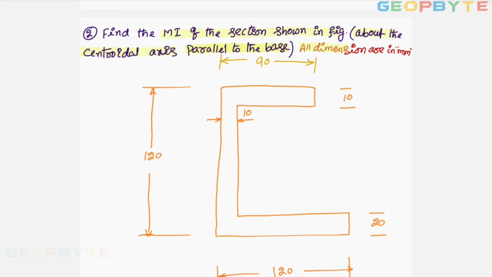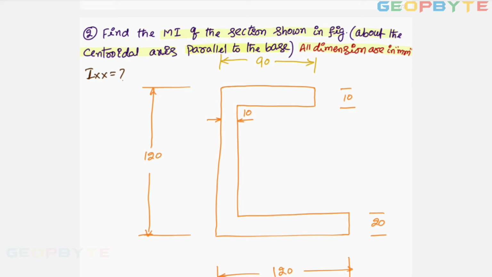It is given that all dimensions are in mm. You are asked to find the moment of inertia about centroidal axis parallel to the base, means you are asked to find the Ixx indirectly. For finding the Ixx, I should know the Ixx1, Ixx2, Ixx3 because it consists of 3 sections. For that, I should know the y bar, y1, y2, y3, etc.